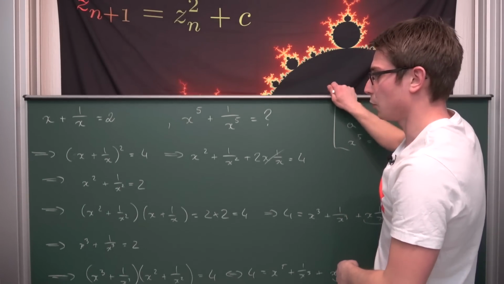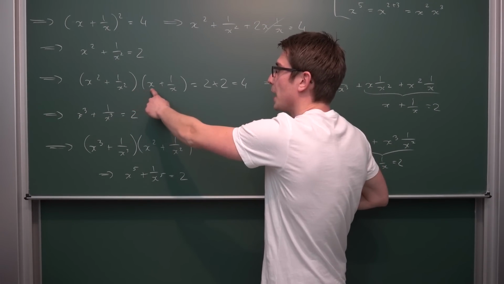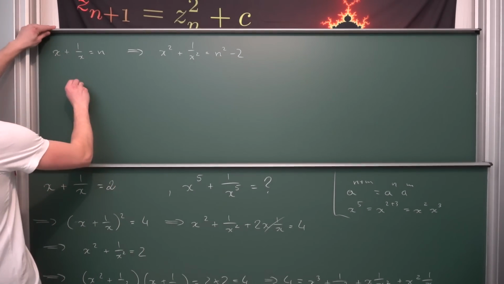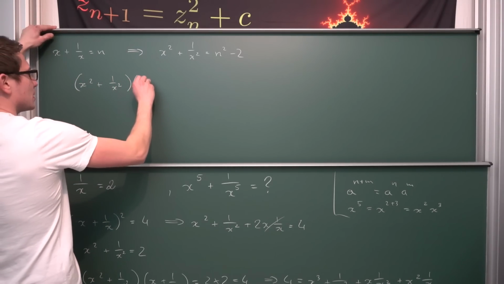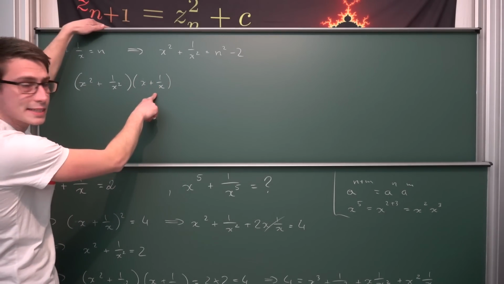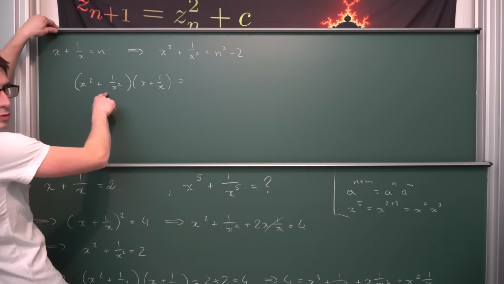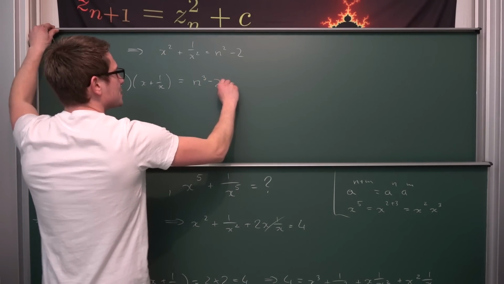What else have we found out? Now, if we were to multiply our x squared plus 1 over x squared with x plus 1 over x. That's the next thing that we are going to do. So x squared plus 1 over x squared times x plus 1 over x. We know that this right here is nothing other than n by the original equation, meaning also this right here is n squared minus 2. We are going to get n to the 3rd power minus 2n.